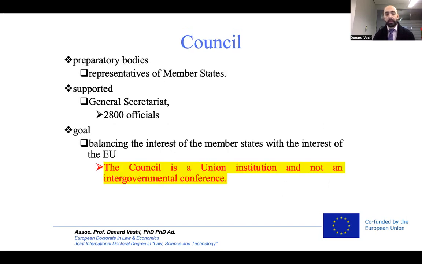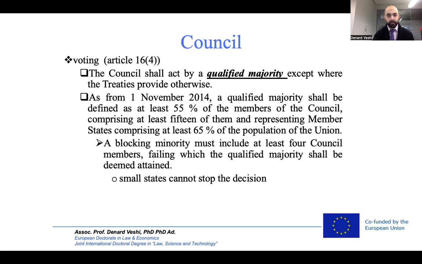Then it is supported by the General Secretariat, with more than 2,800 officials working, and its goal is to balance the interest of the member states with the interest of the EU. It shall be underlined that the Council is a Union institution and it is not an intergovernmental conference. It votes through a qualified majority, except where the treaty provides otherwise.